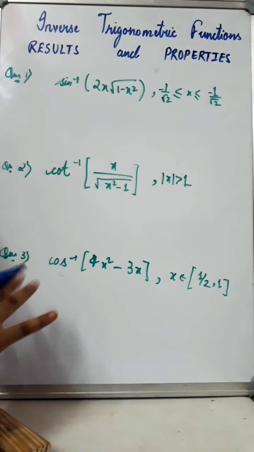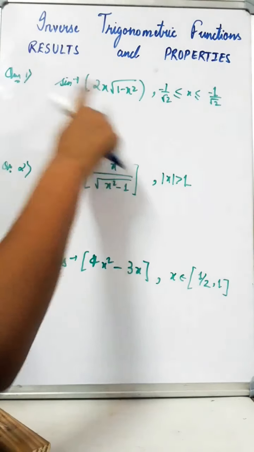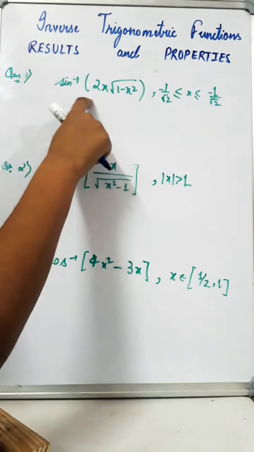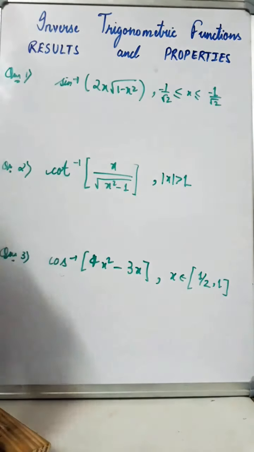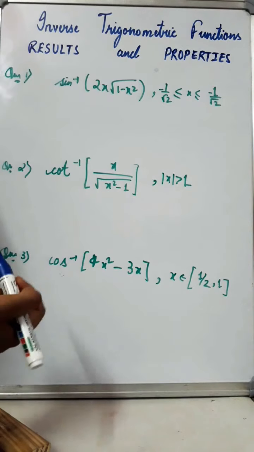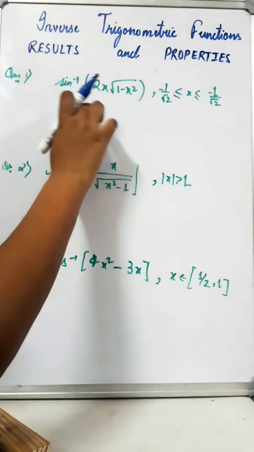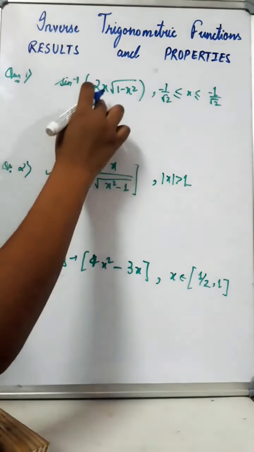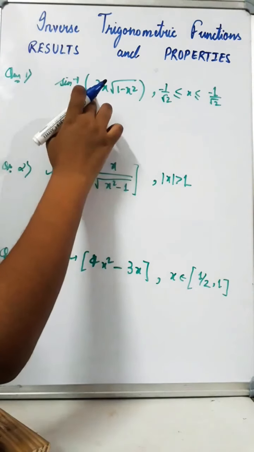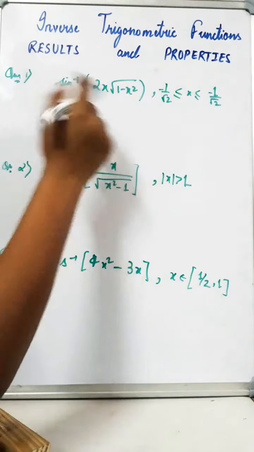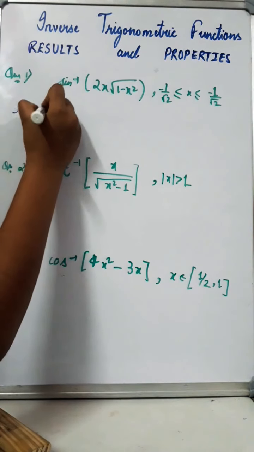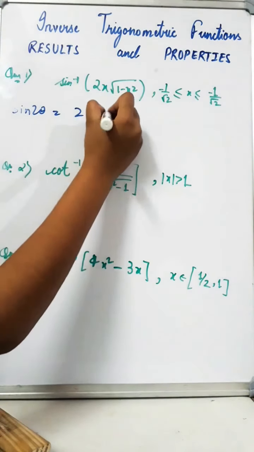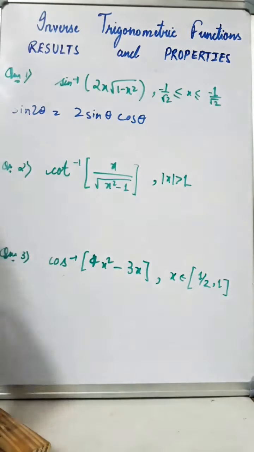Now look at these questions. Sine inverse something. Now here your motto is to convert this entity into something like sine theta. Maybe sine 2 theta, maybe sine 3 theta also. Right? But you have to bring it into something like sine theta only. Getting my point? Now you can easily see that this is 2x into something. Now you know that sine 2 theta is 2 sine theta cos theta, right?